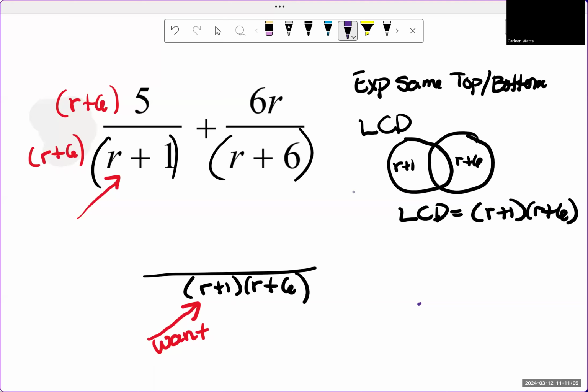Okay, now what's missing here? I have R plus 6. I want R plus 1, R plus 6. What's missing? Okay, same to the bottom as we do to the top.